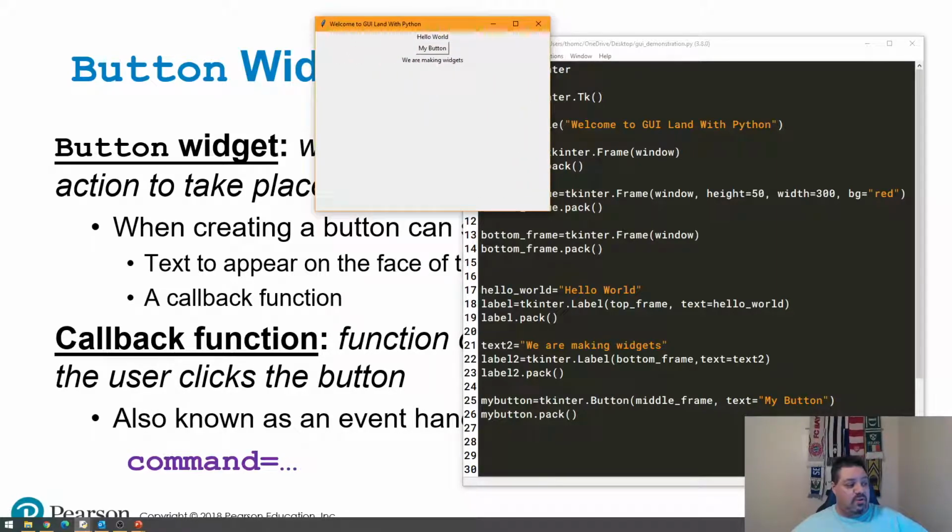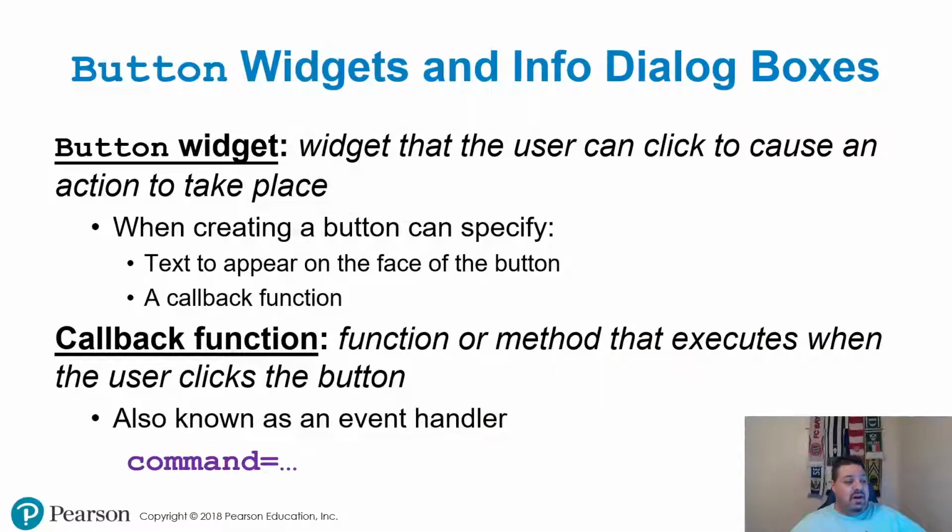We've got our hello world. We've got we are making widgets. In the middle frame, we've got my button. And you can see it acts like a button would. I can click this. What's the point of clicking it? It does absolutely nothing. What do buttons do? Well, that's kind of part of it, right? A button does whatever you tell it to do. By default, it's just a button.